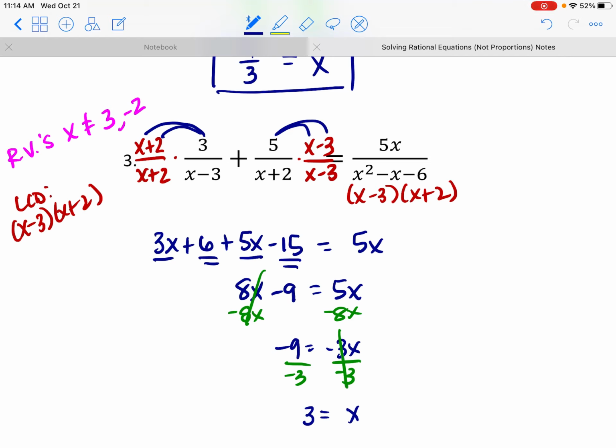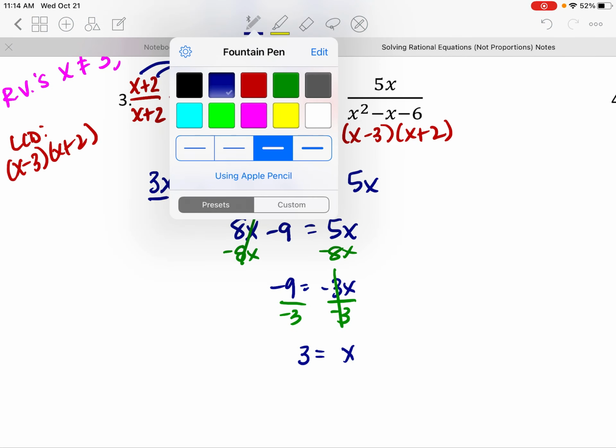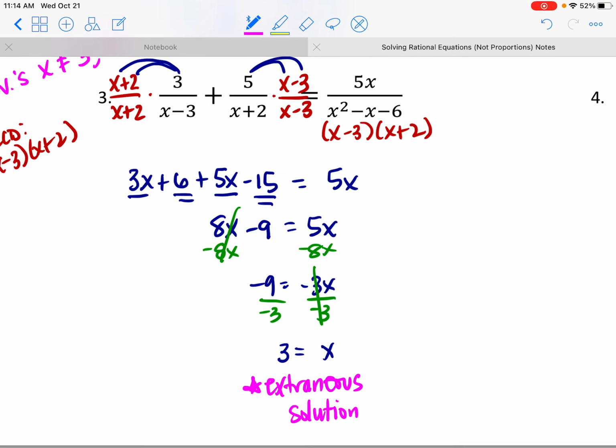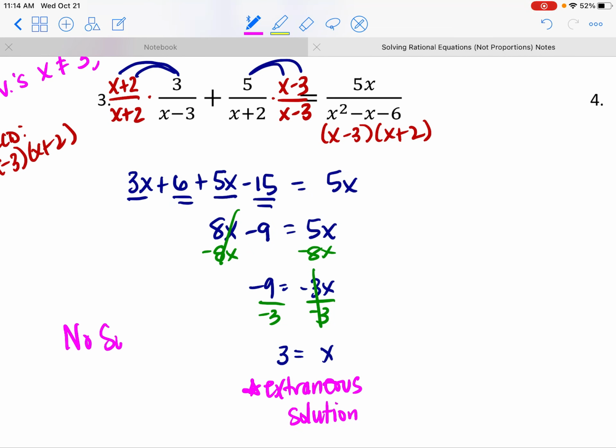Now x equals 3, we said, was restricted. So the only solution we get here is a solution that can't actually be used because it makes a 0 in the bottom of two of our fractions. So this is one of those extraneous solutions. And since the only solution we have is extraneous, that means this equation has no valid solution. So there is no solution. No valid solution to this equation. Okay, if the one solution you get doesn't work, then your equation has no solution. Okay?